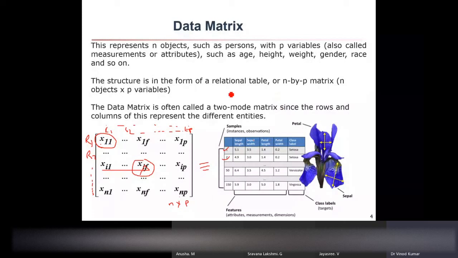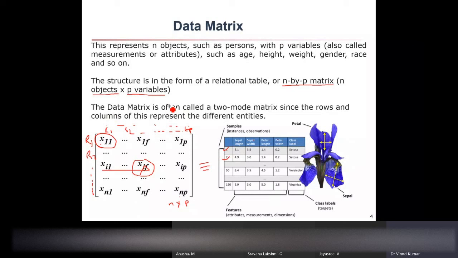So it is n cross p. Here also it is mentioned. You can see that the structure is in the form of relational tables. This is a relational table, or n by p matrix. It is an n by p matrix, meaning you have n objects with p attributes, meaning p variables. N objects, p variables or p attributes.